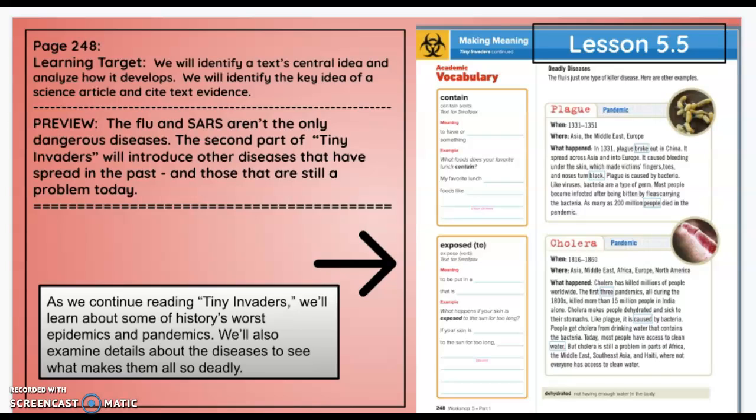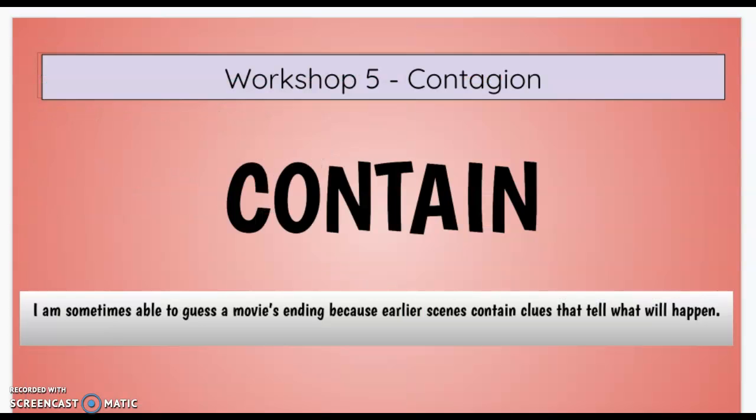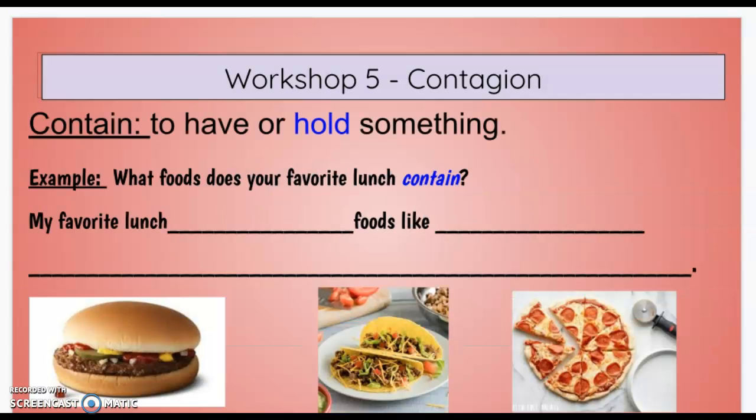All right, so if you turn to page 246, we are going to start with our vocabulary words. The academic vocabulary words, we'll do those together. Our first word is contain. So I might say, I am able to guess a movie's ending because earlier scenes contain clues that tell what happened. And the word contain means to have or to hold something. So if they have some clues in the movie, I might be able to guess how it's going to end.